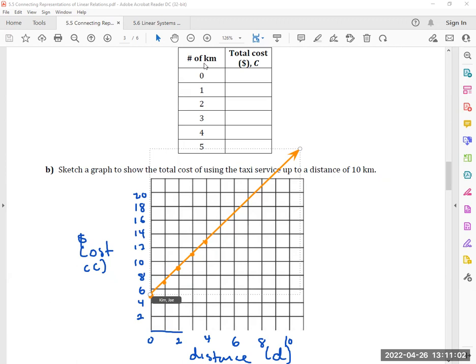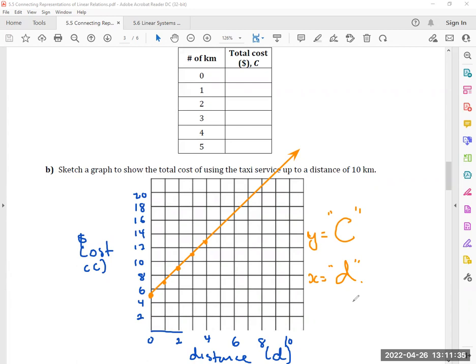Could you try CDE? I'll give you a minute. Identify the initial value based on the chart or the graph. Identify the rate of change based on the chart or the graph, and give me an equation using the letters C and D. My Y value is C, my X value is D. Shouldn't take you long. I'm going to ask you to do it in like 30 seconds.